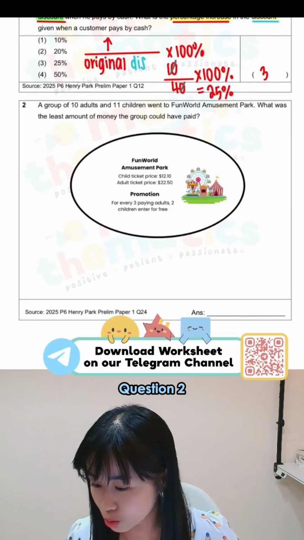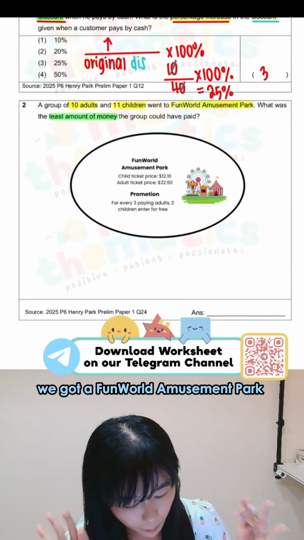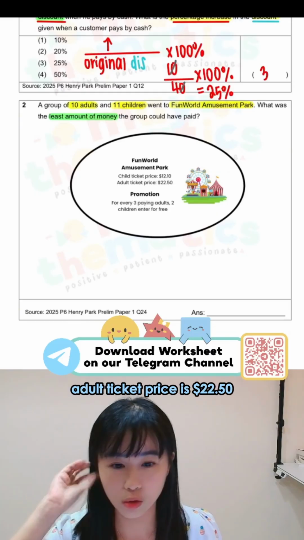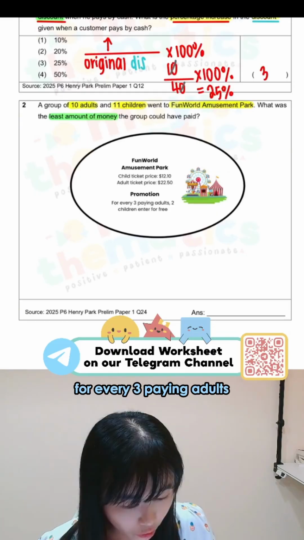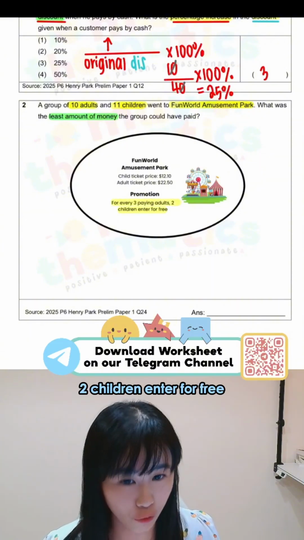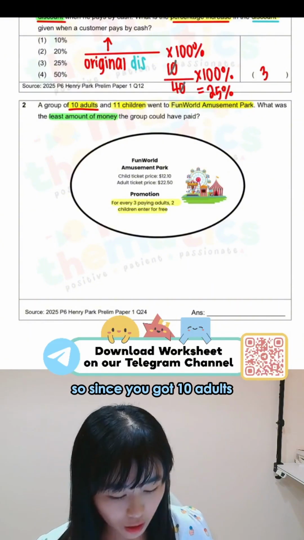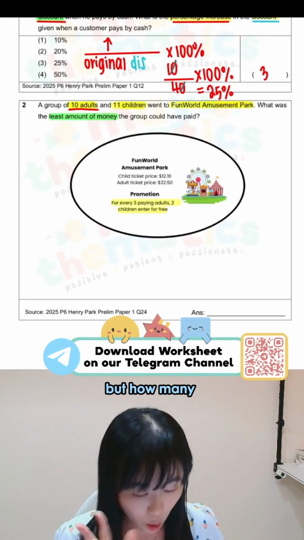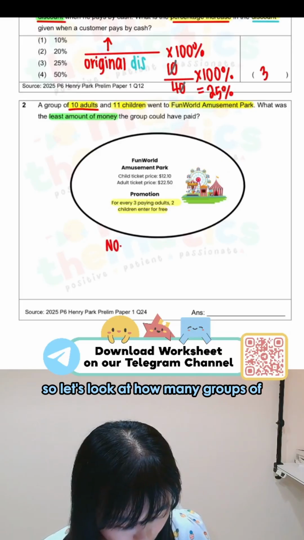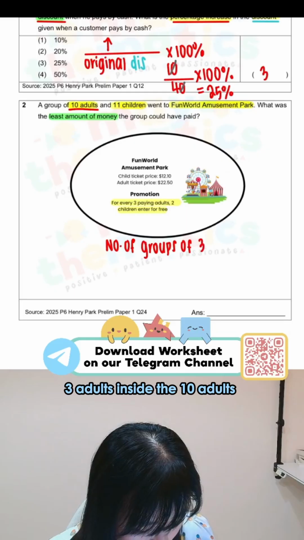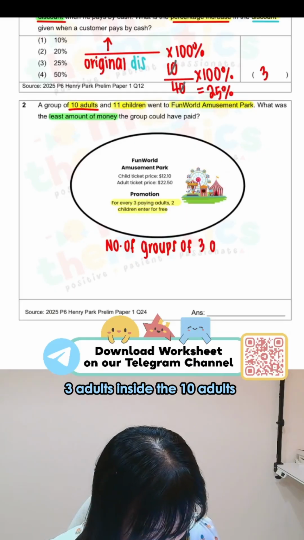Question 2. We got a Fun World amusement park. The child ticket price is $12.10. Adult ticket price is $22.50. The promotion is for every 3 paying adults, 2 children enter for free. So since you got 10 adults, that will actually allow more children to enter for free. But how many? So let's look at how many groups of 3 adults inside the 10 adults.